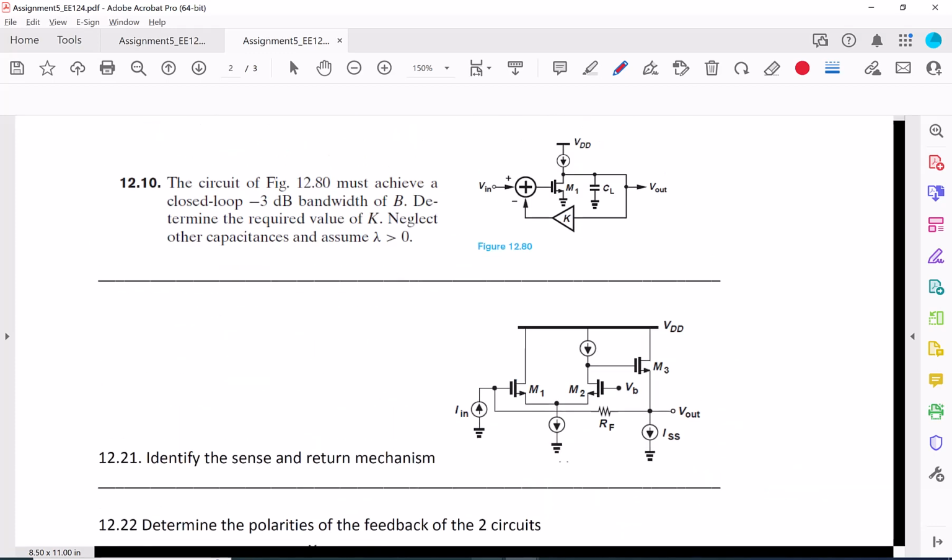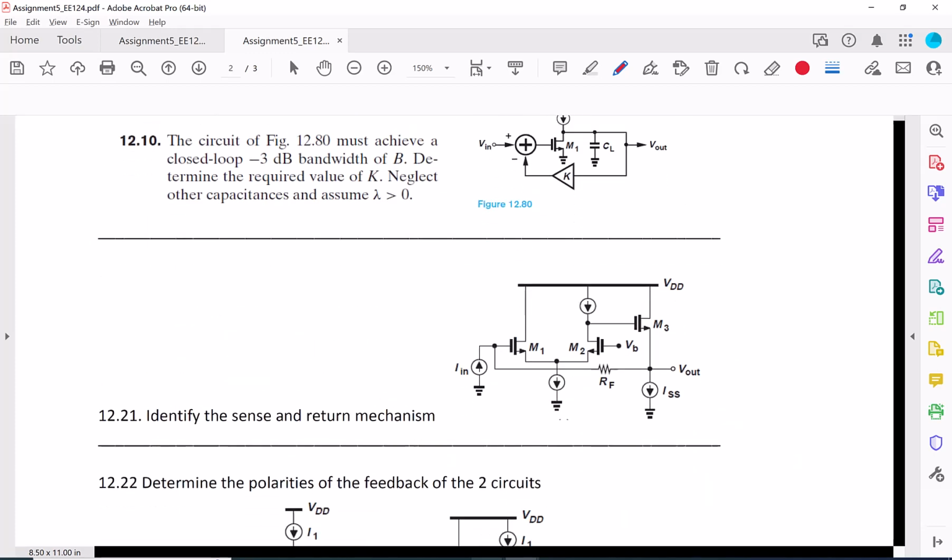Let's take a look at this example. I asked you to identify the sense and return mechanism. Before that, what type of circuit is it? What type of amplifier is that? Very good, transimpedance. You are saying that the input is this, right? So it's transimpedance. That is good. What type of feedback do we have for transimpedance in terms of voltage and current?